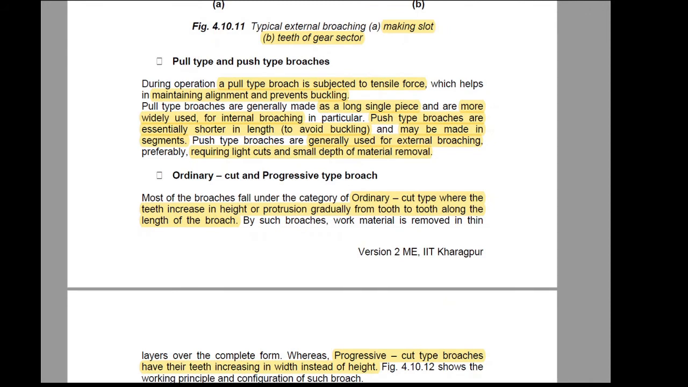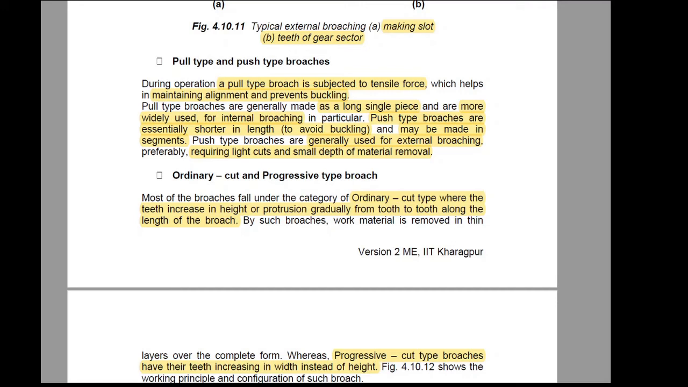Next classification is push type broaches and pull type broaches. What are they? Pull type broaches are those which are subjected to tensile force at one end, and this will help maintain alignment during the machining operation. Applying a tensile force on one end of the broach will also prevent buckling of the broach. Therefore, in pull type broaches, you are pulling the broach from one end. The machining of the workpiece happens just behind the pulled end.